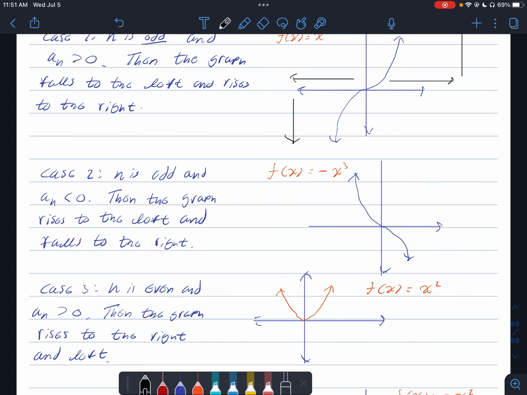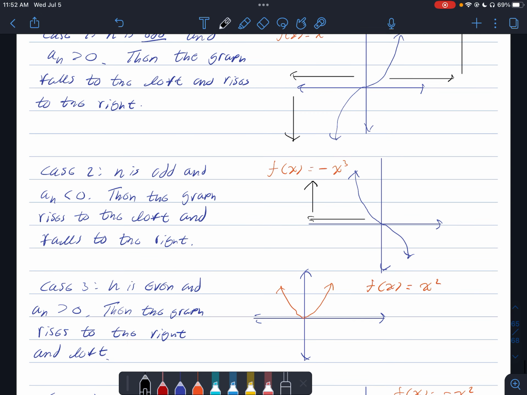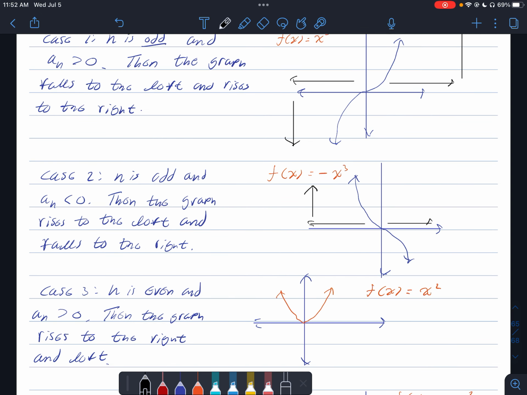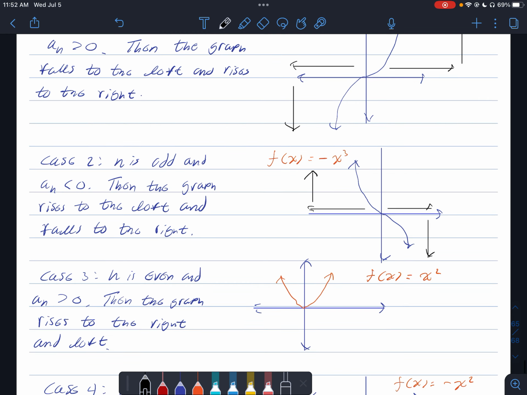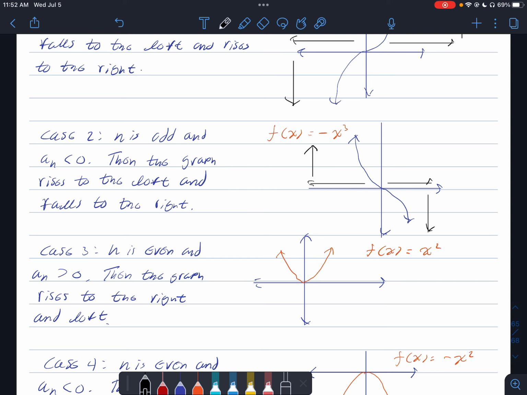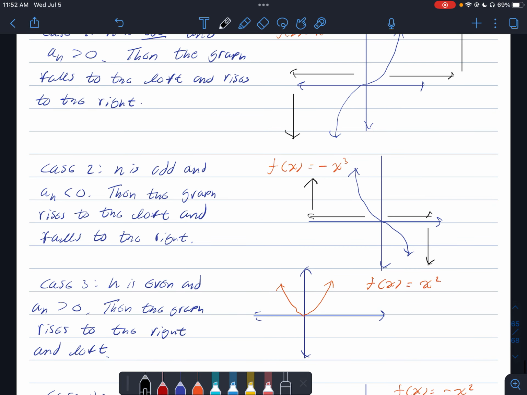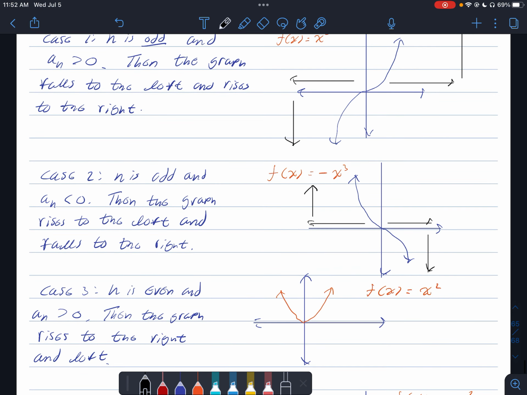So case number 2 is where n is some odd number again, but now a sub n is less than 0. So the leading term is negative. Then the graph is going to rise to the left. So as we go to negative infinity, the graph of the function is actually going to go to positive infinity. And as we go to positive infinity, the graph of the function is now going to go to negative infinity. So we say this rises to the left and falls to the right. And another example of this is f of x equals negative x to the third. So really we're just looking at the negative of our previous example.